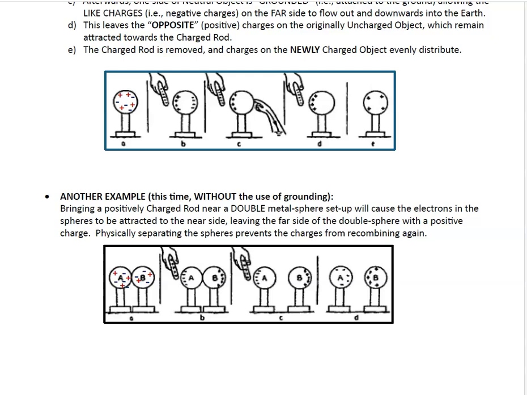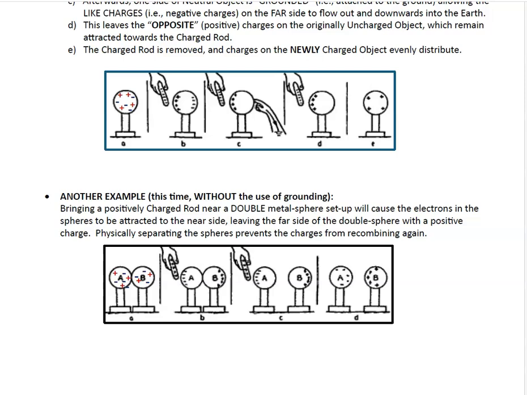what happens is the negative charges are attracted to the positively charged rod, so they move to the left side of the left sphere, and the positive charges in the spheres are repelled to the right side of the right sphere. So you polarized the charges within this double sphere setup. Now, instead of dealing with grounding, you literally just move the 2 spheres apart from one another, and one sphere has the negative charges, one sphere has the positive charges.